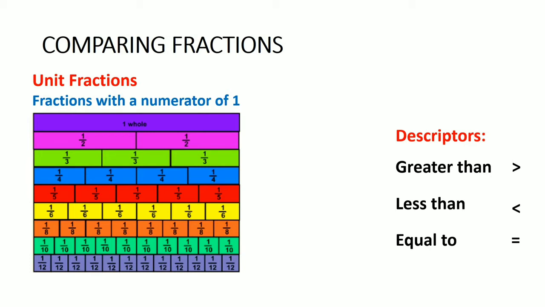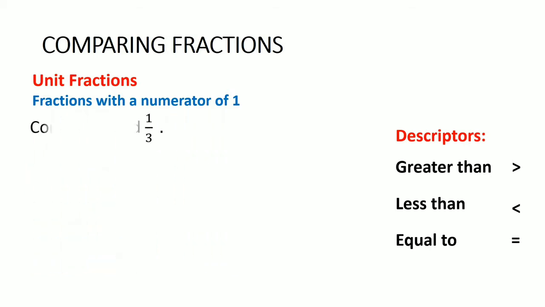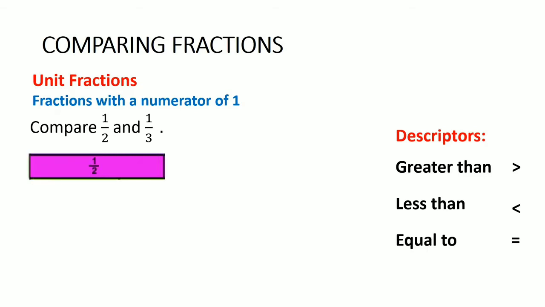Now let us look at an example. Suppose we had to compare a half and a third. Then I will take the half strip from the fraction wall and the third strip from the fraction wall, then put them alongside each other like this. Then I will observe which of the two is longer. I can see that the half is longer than the third and therefore conclude that a half is greater than a third.